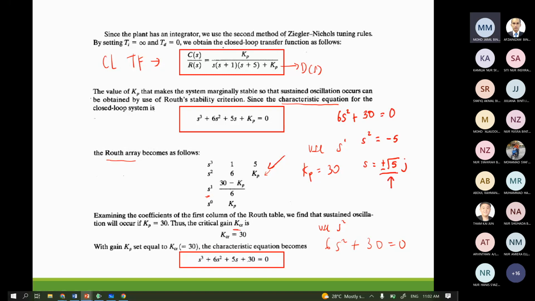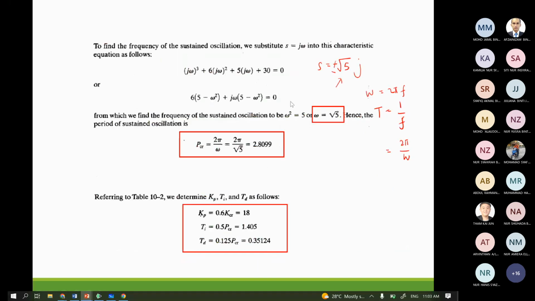And this value here, square root 5, is the frequency of the oscillation. So here we get the frequency equals square root 5. So you need to determine the period of oscillation. The frequency that we get is in terms of radian per second, so you need to determine the period by considering the 2 pi.